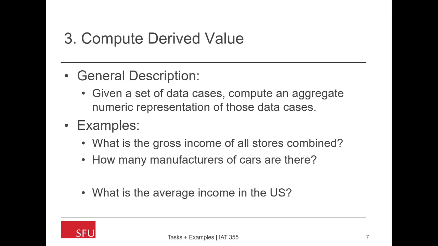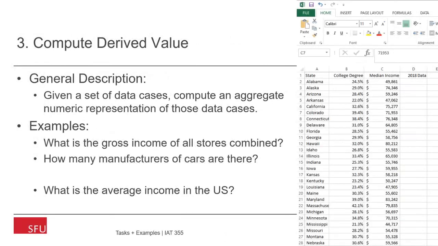But in any case, the examples are, what's the gross income of all stores combined? That makes sense if you've got a commercial data set in which adding up all the dollars earned by the stores makes some sense. How many manufacturers of cars are there? That's just simply counting up an integer number. And what I'm going to show now in Excel is what is the average income in the US. Now, there's a little proviso I'll get to in a bit with respect to that, but we'll get to it when we get to it.